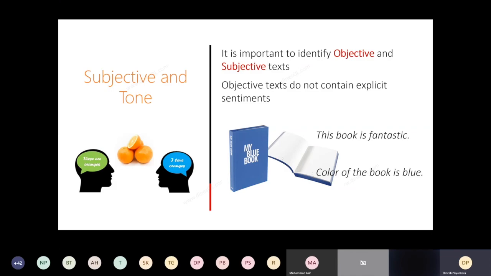Now, when you pick feedback related to your survey or your book, you need to pick it carefully, because you should not take text like the second one, color of the book is blue. Why? It is objective.